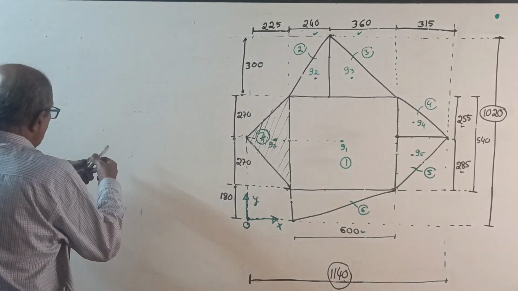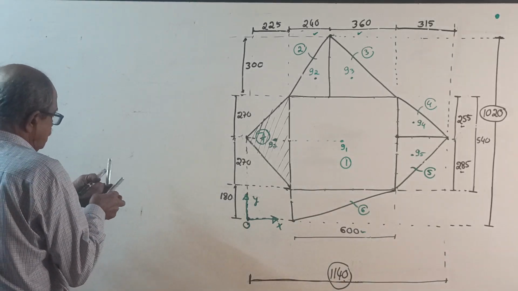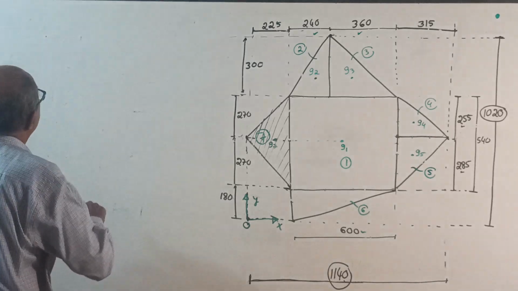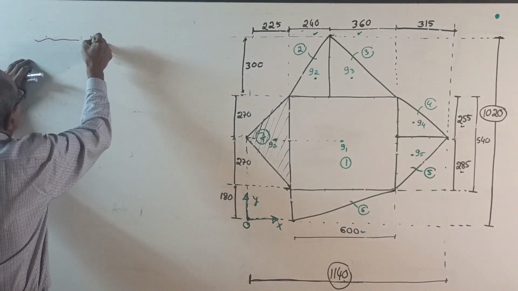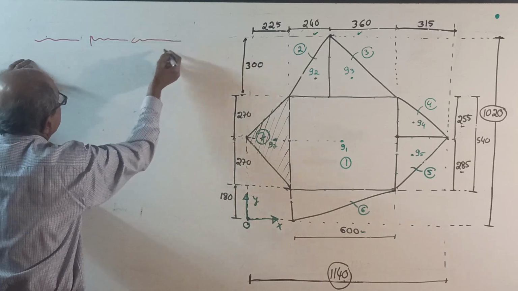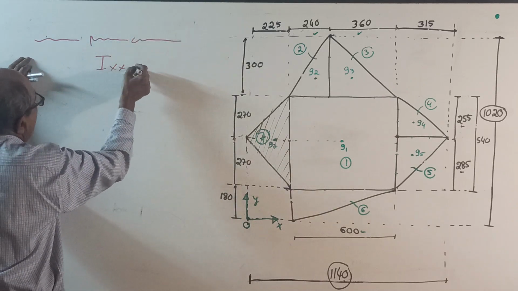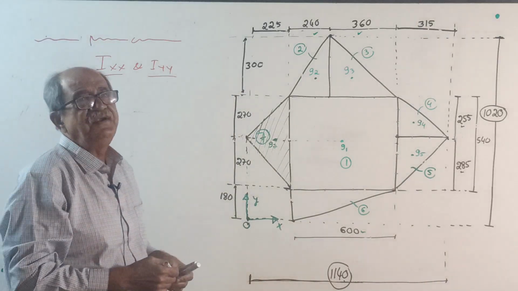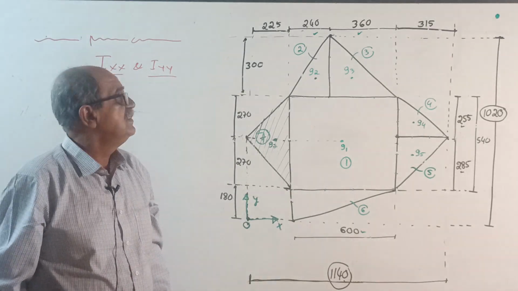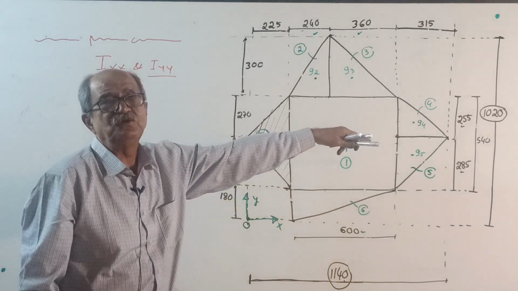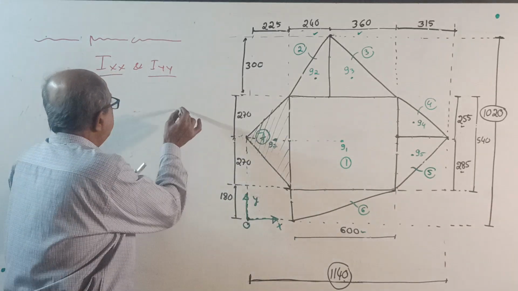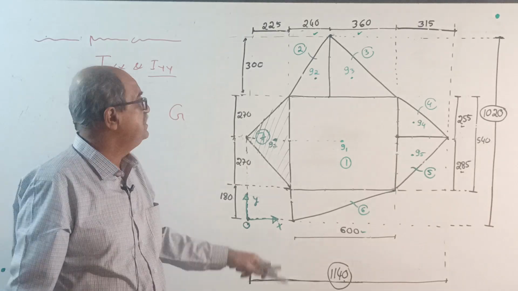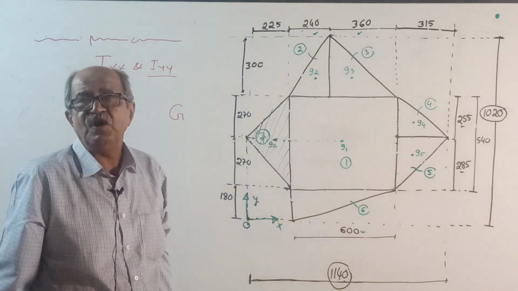Now write what all I dictate. You should write it. Those who are serious should write everything. Required to find moment of inertia about centroidal axes, that is I about xx and I about yy. Xx and yy are the horizontal and vertical centroidal axes, that is the horizontal axis passing through centroid capital G, and also the vertical axis passing through centroid G for the entire given sketch or area.